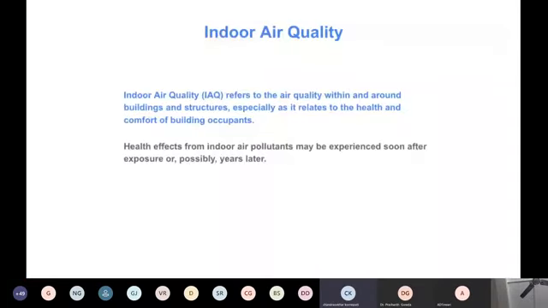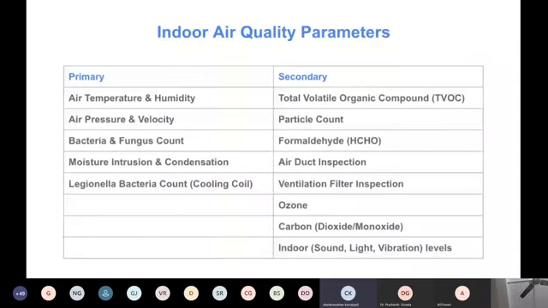So how do we actually categorize the indoor air quality? The categories are primary and secondary. Air temperature and humidity is an important factor. Air pressure in terms of creating cascades of zoning. The velocity, bacteria and fungal count, moisture intrusion and condensation due to the equipment of the air conditioning systems. Then the main Legionella bacteria count in the cooling coil.